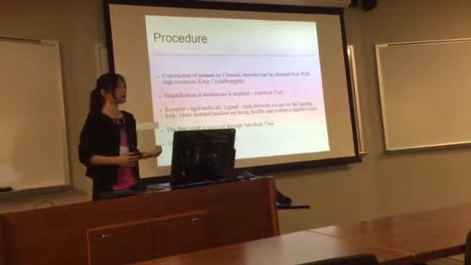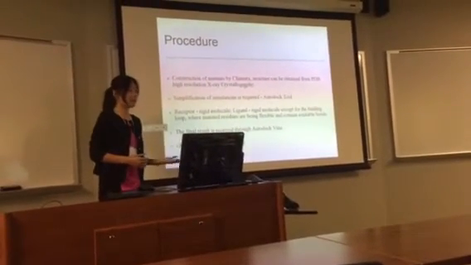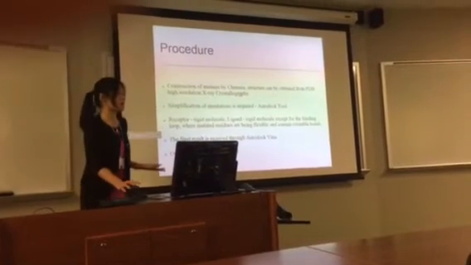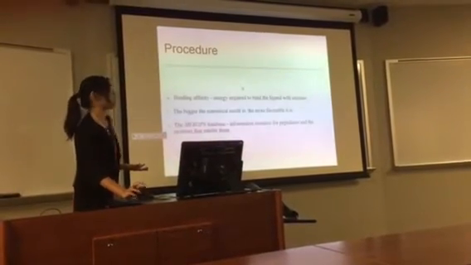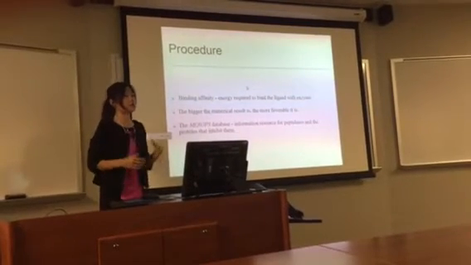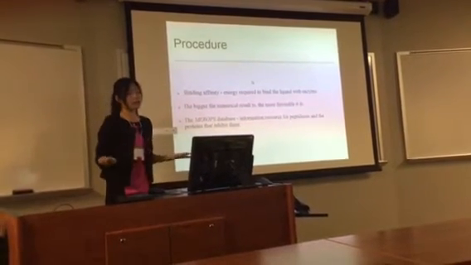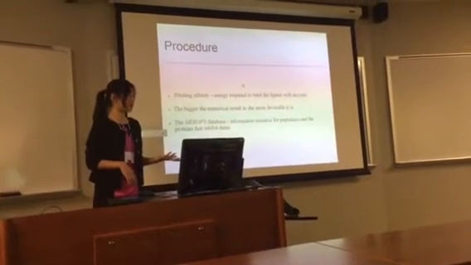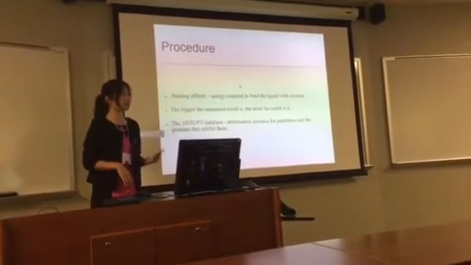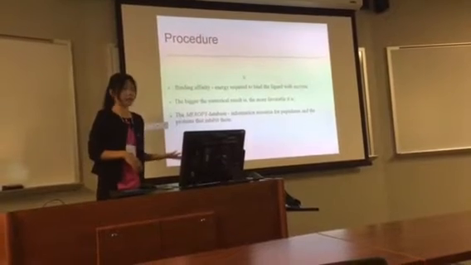The final result is run by AutoDock Vina, and its output is usually a score, or we call it binding affinity. Binding affinity is the energy required to let the ligand bind with the enzyme, and the more negative it is, the less energy is required. So the bigger the numerical value, the more favorable or better an inhibitor it is.